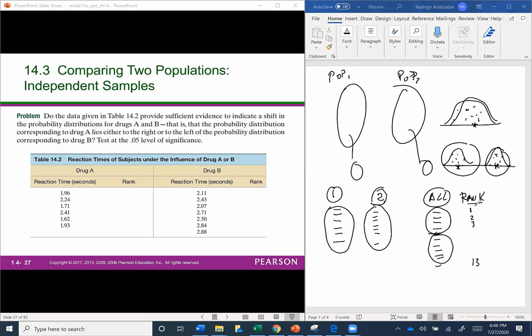Then we are going to use the sum of the ranks of sample 1 and the sum of the ranks of sample 2 to determine if these two populations have different distributions. That is the big idea in this procedure.